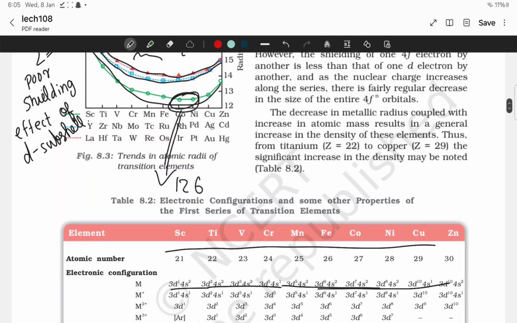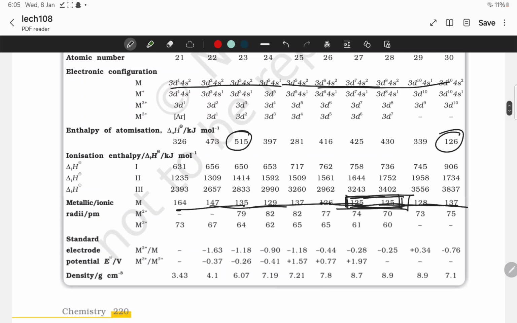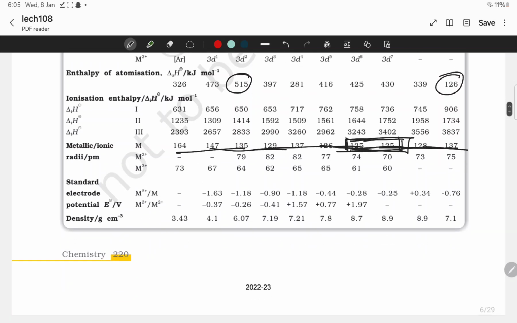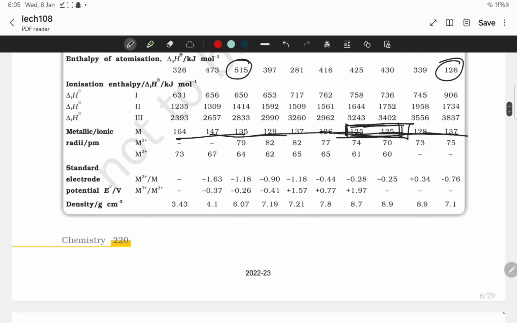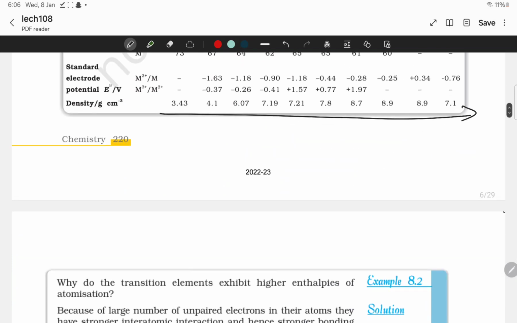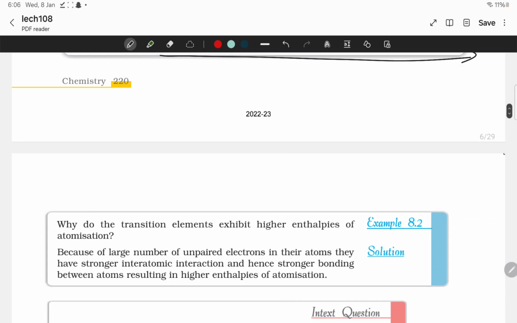Understand what? For atomic size, the graph is somewhat like this. Zinc, once again it is increasing. Okay. Density normally increases across a group, but somewhere in between it's different. So we cannot learn it properly. We can just learn it with a basic idea.